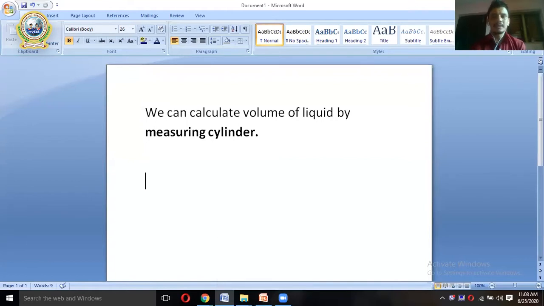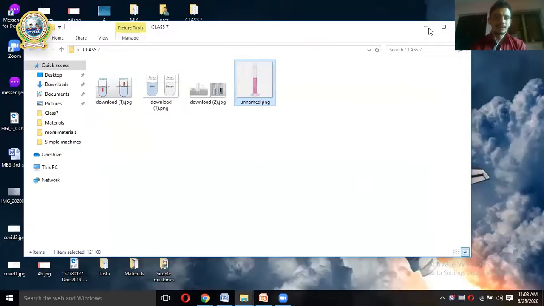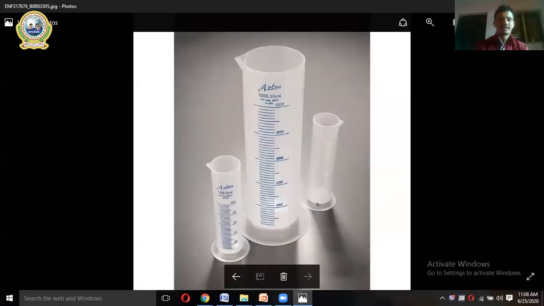So this is a measuring cylinder, or it could be this one as well. This one is also a measuring cylinder. It is a big cylinder. These are small cylinders. So you can see the labeling there.